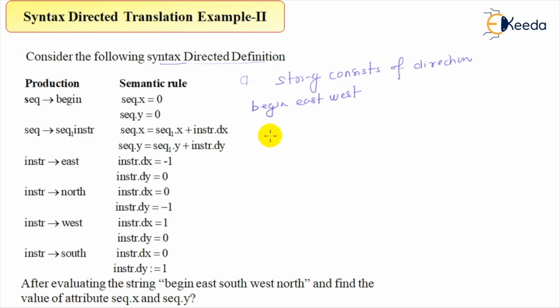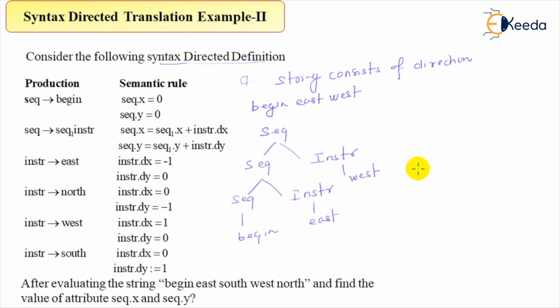I can derive the string in this way: there will be a sequence as the start symbol, and sequence goes to sequence and instr. I can go again with sequence and instr, and then I can say sequence to begin, instr to, let's say, east, and then instr to west. So this is the kind of sequence I can derive from here.